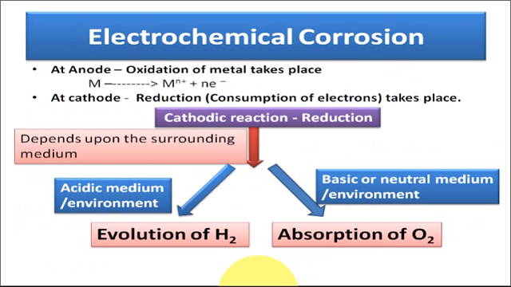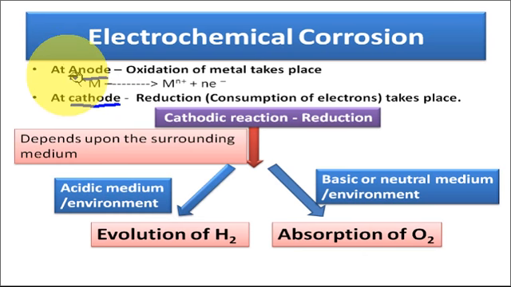Now let us look at the mechanism of electrochemical corrosion. As I just shared with you, when the metal surface becomes chemically non-uniform, there will be formation of anodic area and cathodic area. One thing you must note: corrosion always takes place at the anodic part only.